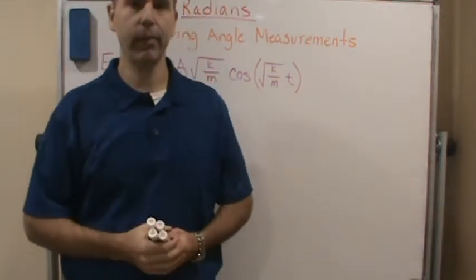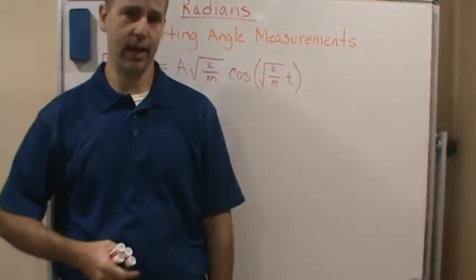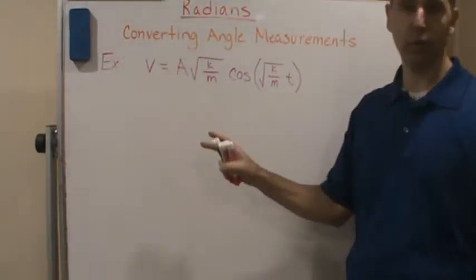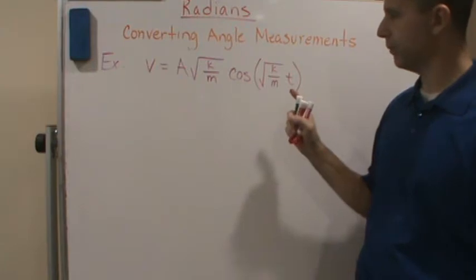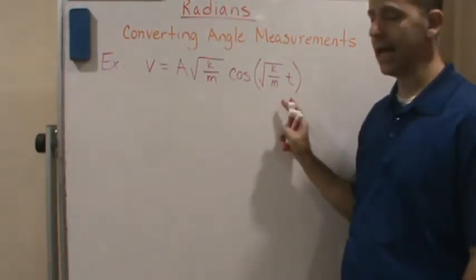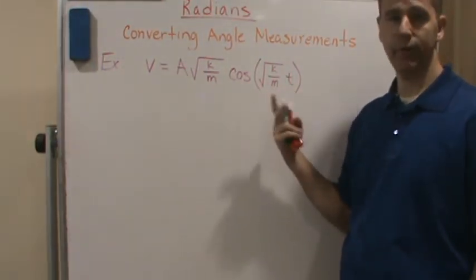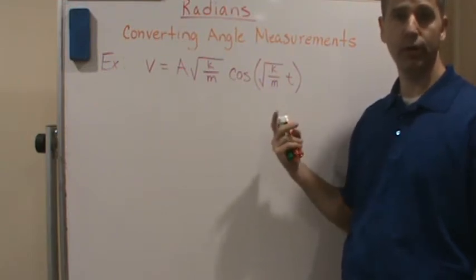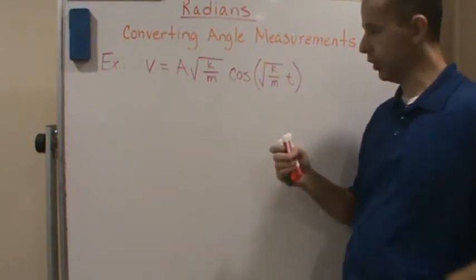Okay, so welcome back, and now we're going to do an application example. In this example, we're going to be dealing with harmonic motion. This is the equation for the velocity of an object that is experiencing harmonic motion on a spring.